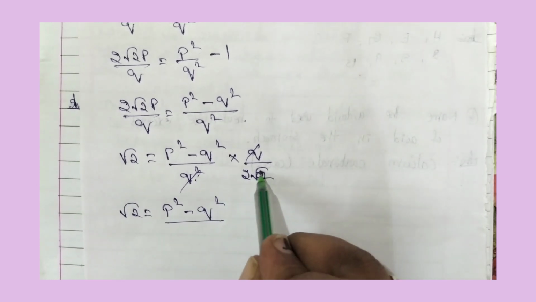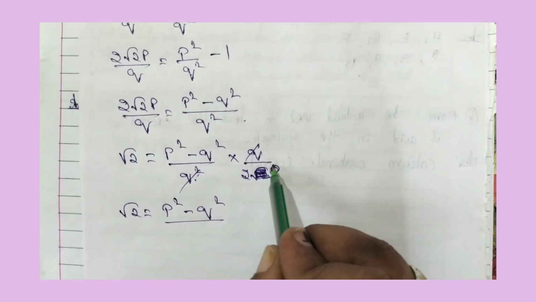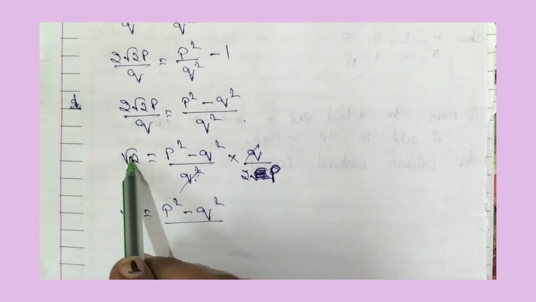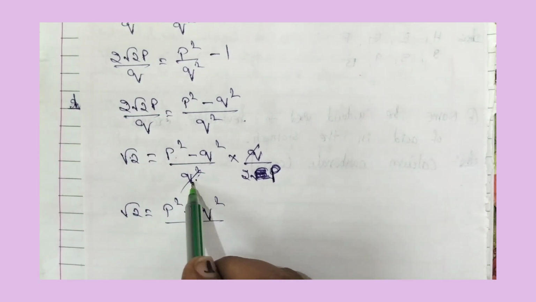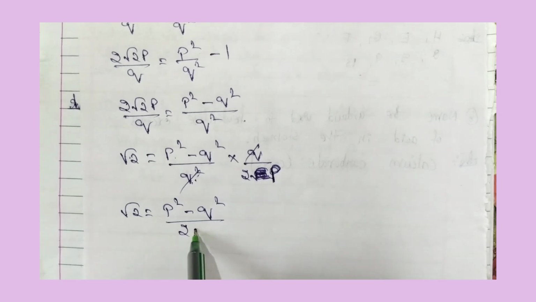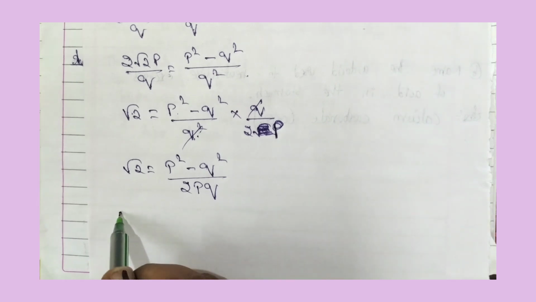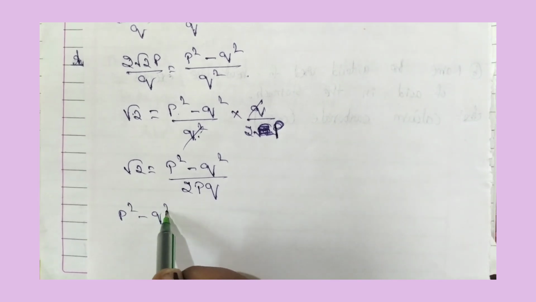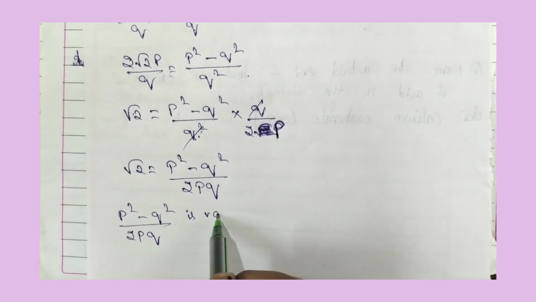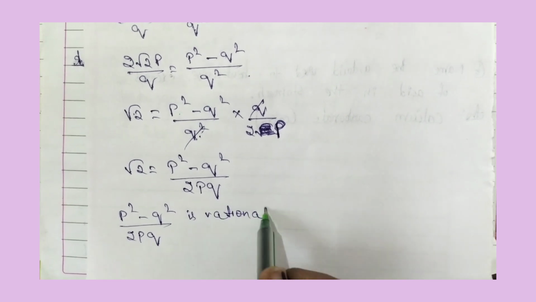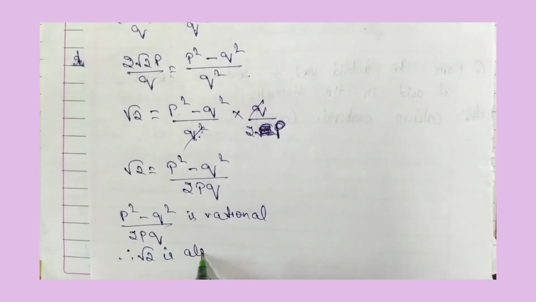Oh sorry, not 2, only 2P I have to bring here. 2P, sorry, the root 2 stays here, only 2P has to come down. P square minus Q square, here Q remains, here 2P remains, it will become 2PQ. So now P square minus Q square divided by 2PQ is in the form of P by Q, therefore it is rational. Therefore root 2 is also rational.